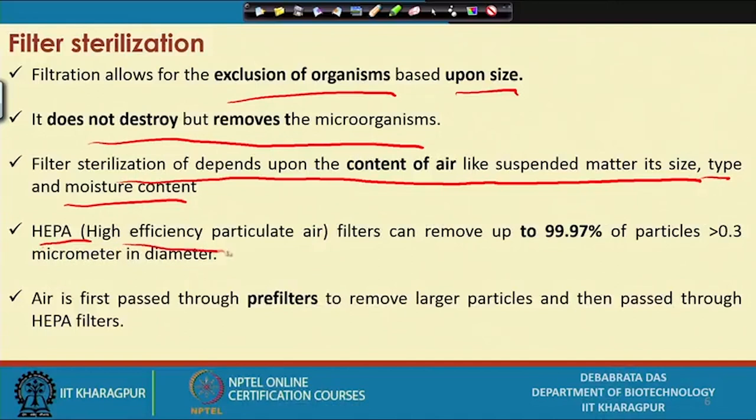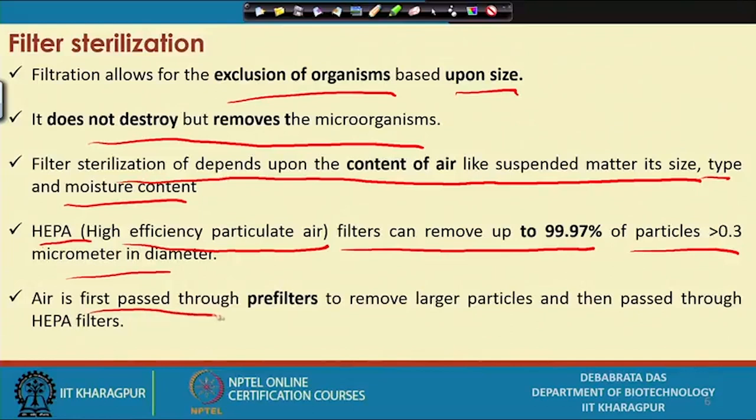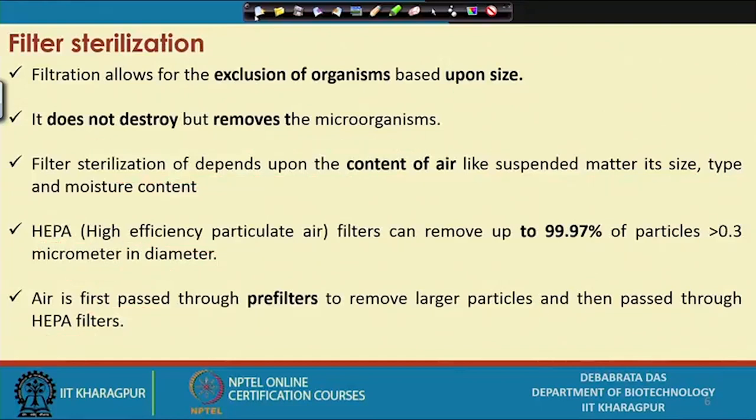Now, HEPA filter, HEPA means high efficiency particulate air, and the filter can remove 99.97% of particulates greater than 0.3 microns in diameter. Air is first passed through the pre-filter to remove the large particles and then passed through the HEPA filter. Pre-filter, why is it required? So the load on the HEPA filter will be a little bit less.